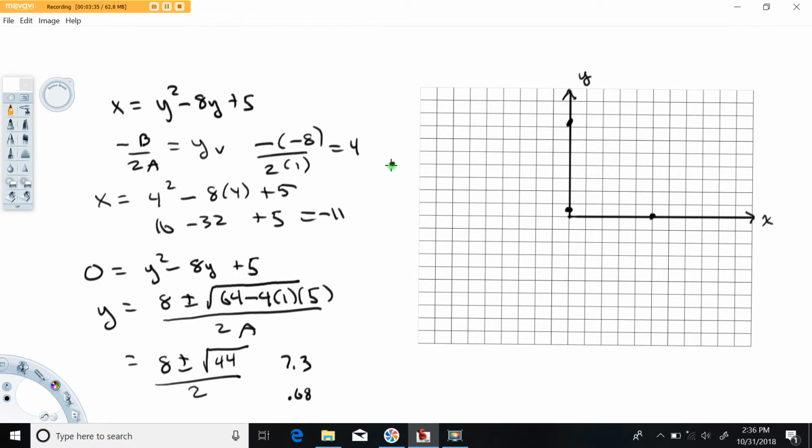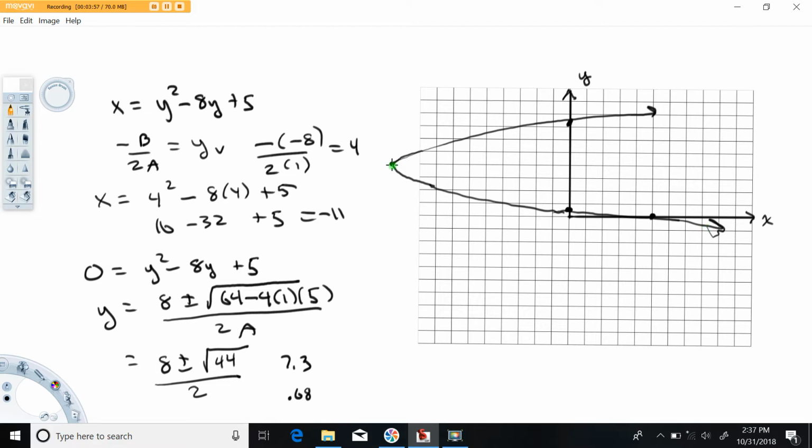So that's probably enough to sketch this parabola. I'm trying to do this by hand, folks, so humor me. Let's call that good enough. Not the best parabola I've ever drawn, but good enough for this example.